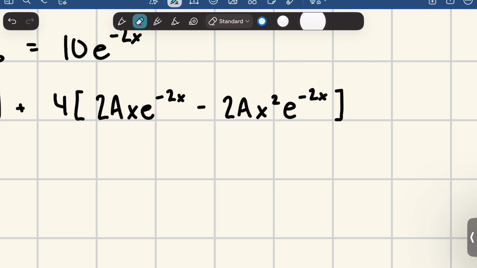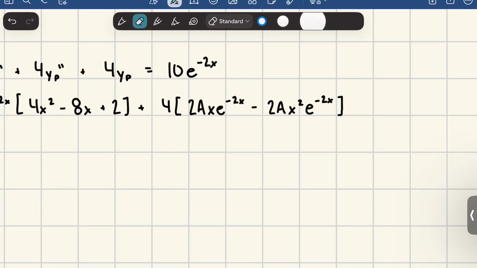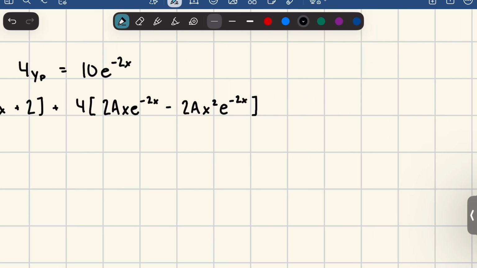Let me just make sure this is still recording. Okay, it's still recording. Right? Oh, yeah. I just want to make sure, because this software has messed up before. I think it messed up earlier.